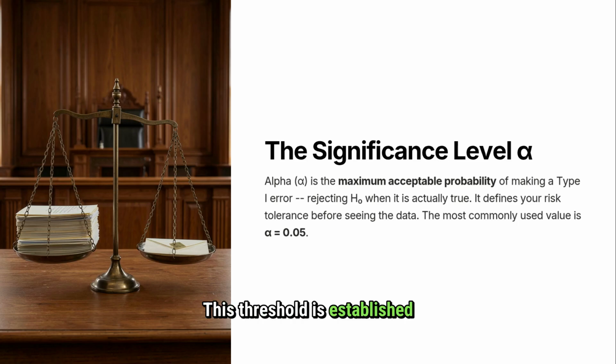This threshold is established before analyzing the data to ensure objectivity and consistency in decision-making. During hypothesis testing, the calculated p-value is compared with alpha. If the p-value is less than alpha, we reject the null hypothesis and conclude that the result is statistically significant. If the p-value is greater than alpha, we do not reject the null hypothesis. Alpha therefore serves as a critical decision boundary for data-driven conclusions.